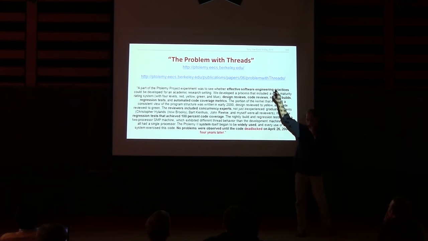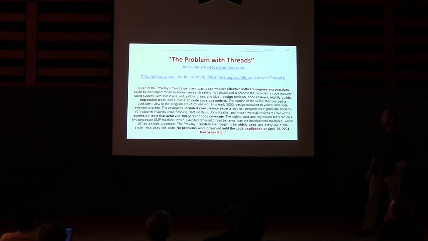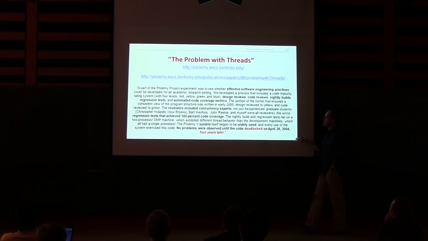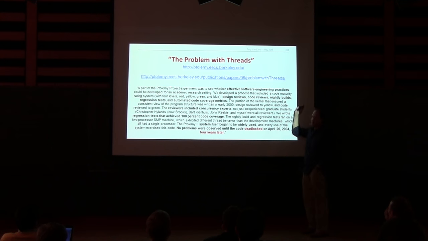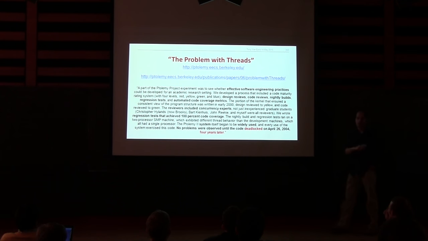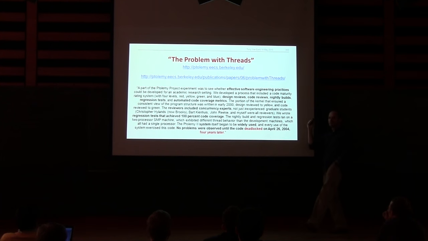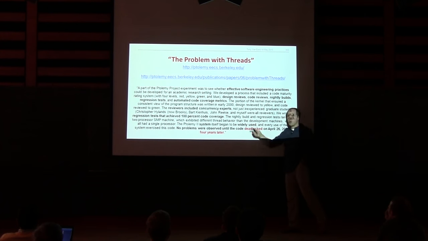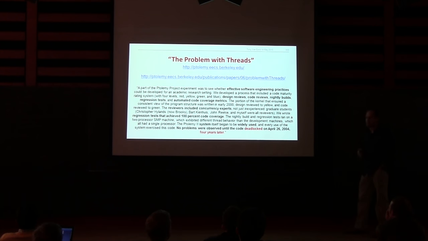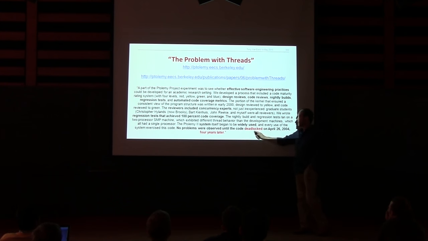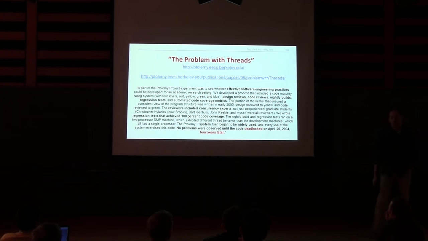The one thing about this, you look this up: the Ptolemy Project, the problem with threads. The Ptolemy Project was by Berkeley. It's a kernel that they wrote, and they tried to do all the best engineering practices: code review, design review, nightly builds, regression tests, code coverage, automation, everything. Do it all right. Maybe they didn't have fuzzing, but at the time, 2000, they did it all perfectly. For the important parts of the kernel, they got experts to come in and look at this. And this thing ran for 4 years before one day it deadlocked. 4 years before they found a deadlock in the kernel because it had a bug.